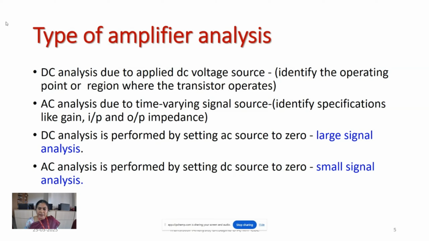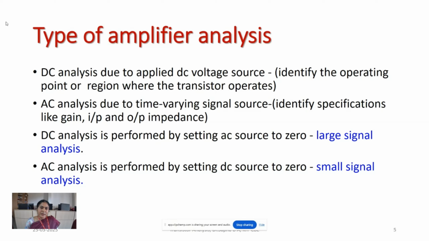Whenever we have the DC analysis to be performed, we can make the AC source 0. That is called a large signal analysis of the transistor. Similarly, when we have to analyze the AC signal, we have to set the DC sources to 0. And this is called a small signal analysis. This video will consider mainly the large signal analysis, that is based on the DC components.